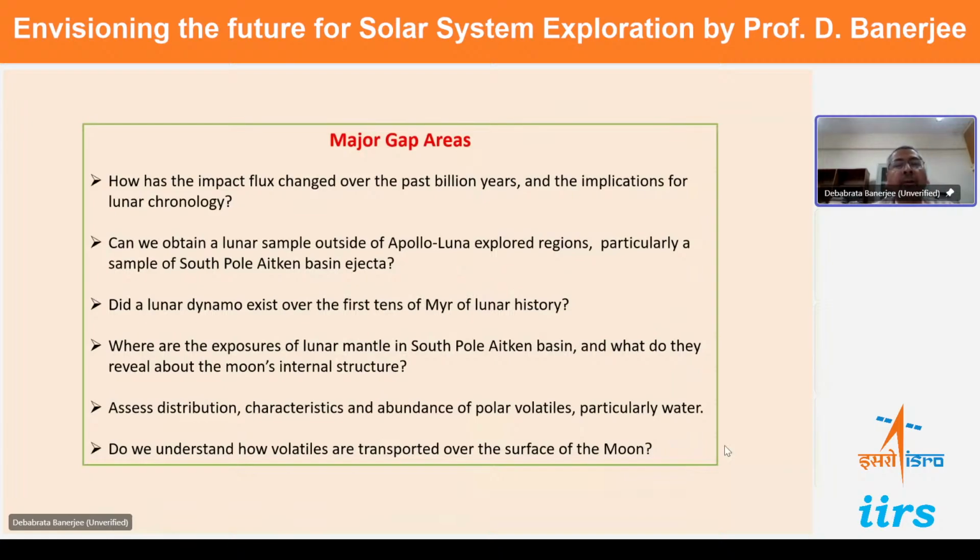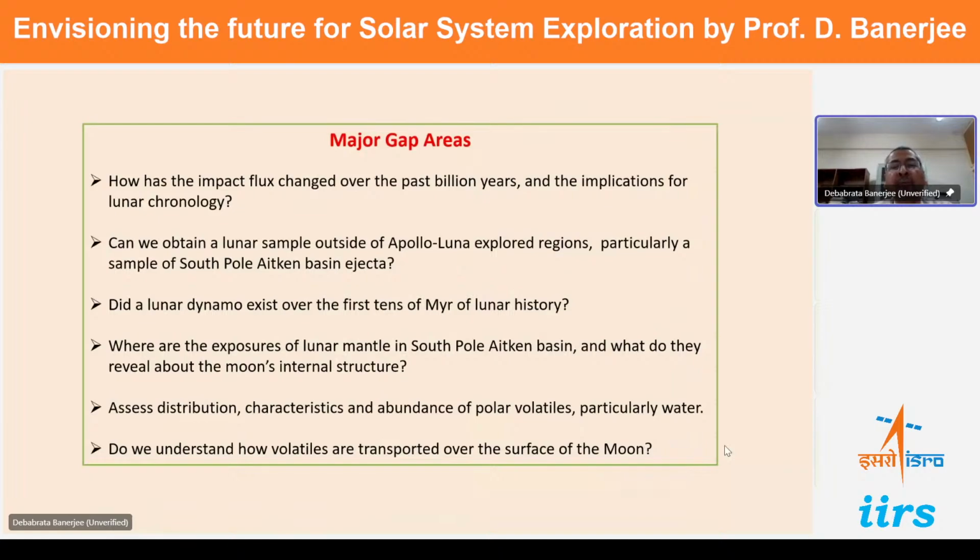So how has the impact flux changed? Let me throw some questions at you. How has the impact flux changed over the past billion years? What are the implications for lunar chronology? We need samples, okay? For this, we need a sample return mission. Can we obtain a lunar sample outside of the Apollo lunar explored regions? And particularly a sample of South Pole Aitken Basin ejecta, because we will understand the mantle if we do that.